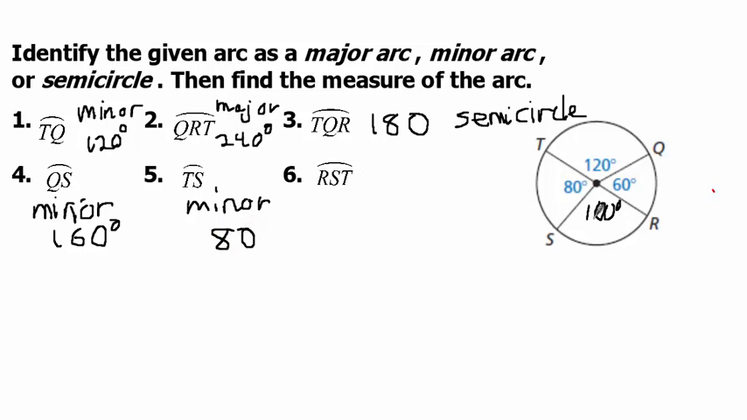R through S to T, when I add those two things up, I get 180 degrees. Again, that is a semicircle. Okay, arcs are major arcs, minor arcs, and semicircles.